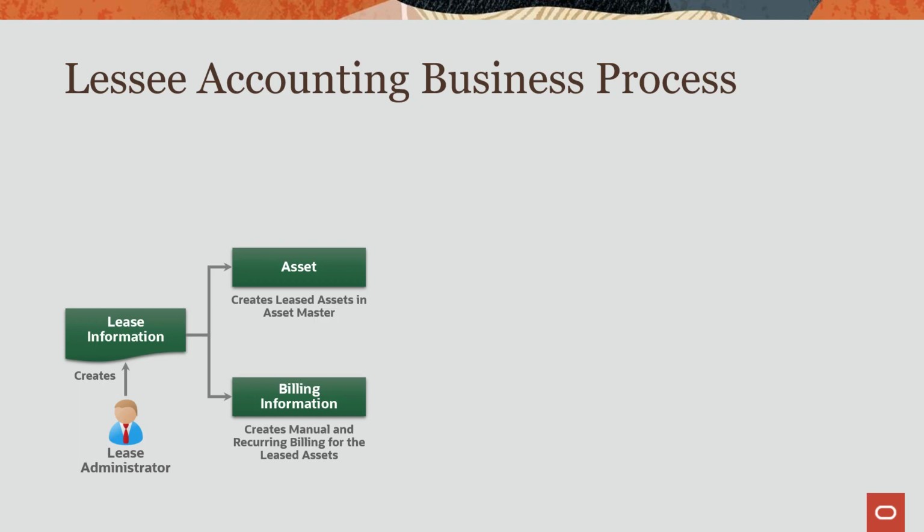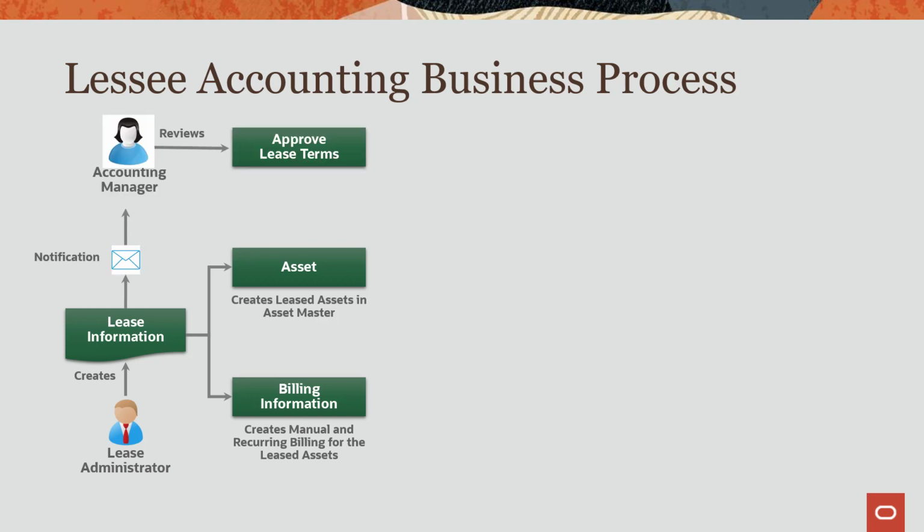The system uses the billing records to determine whether the lease payments have an impact on lease liability and if they should be included in the balance sheet lessee accounting process. The accounting manager reviews the lease and approves the lease terms. Once the lease is finalized, you can create amortization schedules for your leased assets. The system creates an ROU asset schedule and a lease liability schedule.